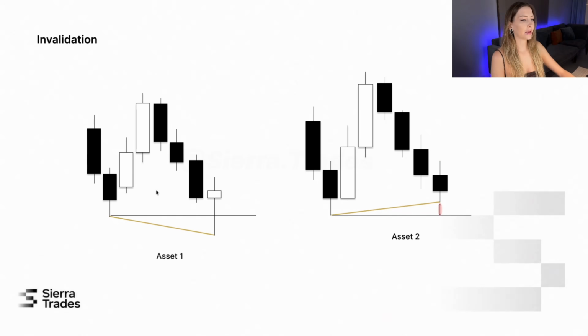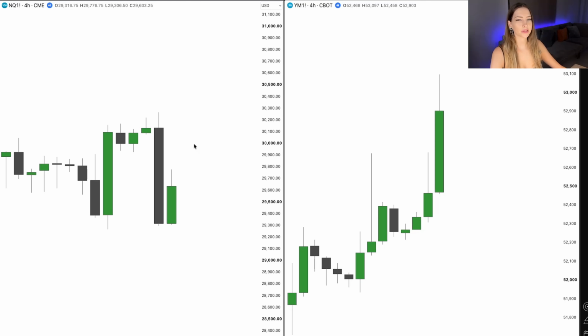Now, here's something that lowers the probability of an SMT, and you need to know this before you start using it. SMT is less reliable when the asset that did not take the low or the high is still sitting very close to it. So if one instrument sweeps the low, but the other one stops just a few ticks away from its own low, that's not a strong divergence. It's too close, it's not spaced out. And that tells you the two instruments were basically in agreement anyway. There was not a real disagreement between them. Let's go over some examples.